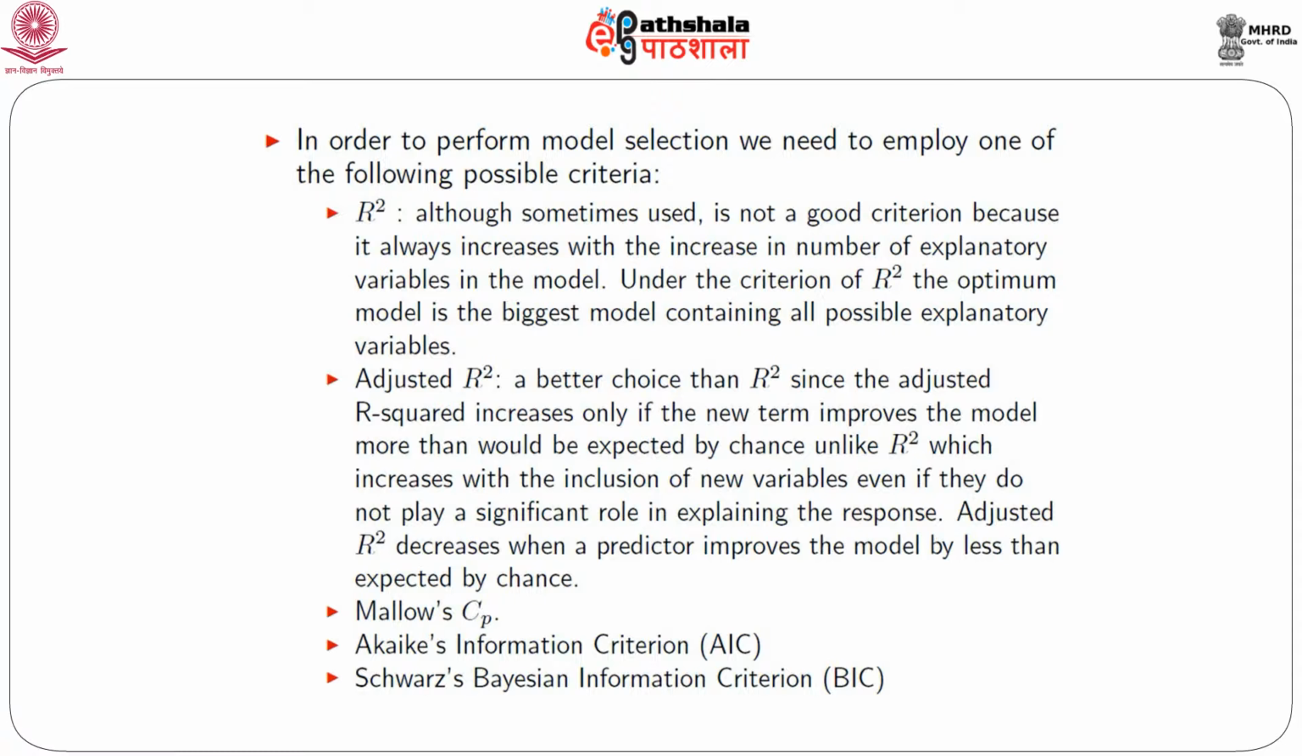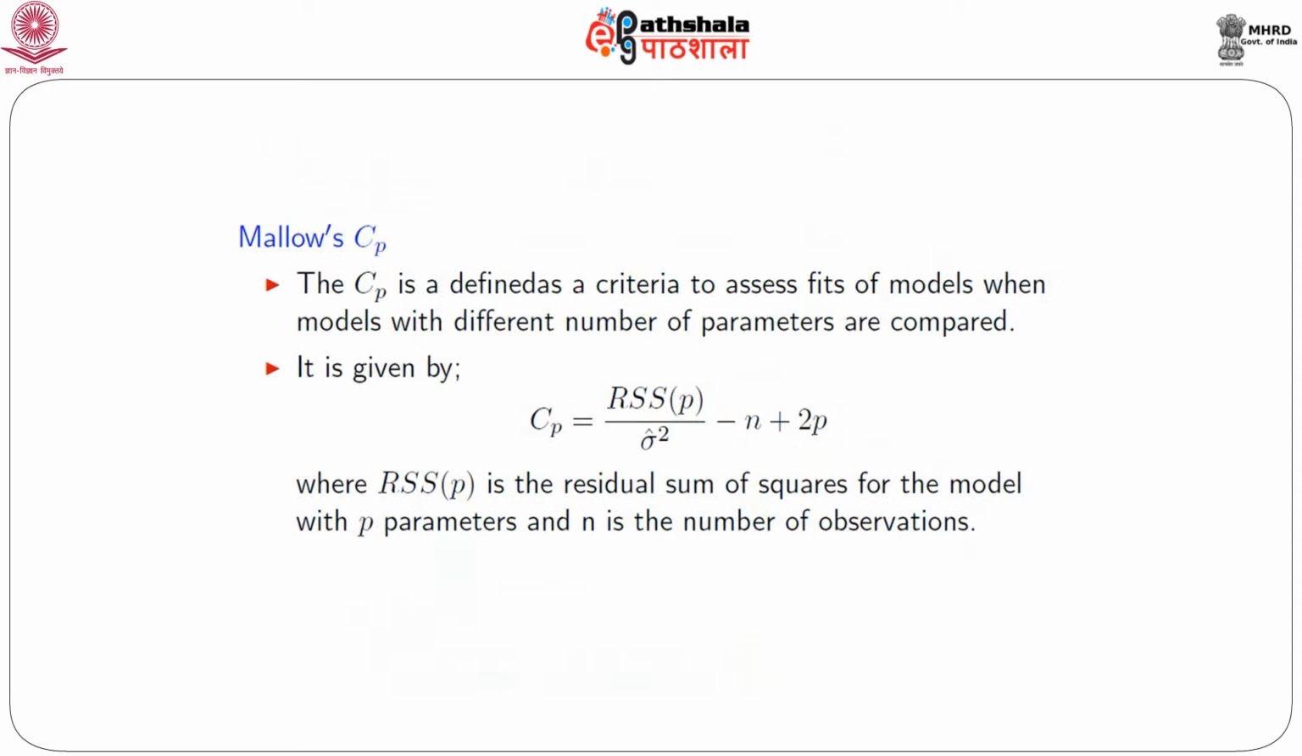We will see later on how the mathematical form of adjusted R-square actually explains how adjusted R-square is a better choice than R-square. Then the third criteria that we can use is the Mallows-CP criteria, and then we have AIC, the Akaike information criteria, and Schwarz-Bayesian information criteria, or commonly known as BIC. Now let us first focus our discussion on Mallows-CP criteria.